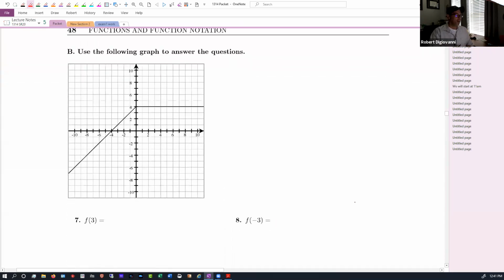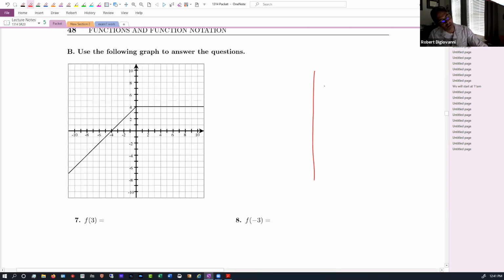This next part is different. All right, so this next part, what we're doing is instead of me giving you a function and asking you to plug things in or figure out what x will give you a certain value, I'm giving you a picture of the function. Okay, so this is where students have trouble.